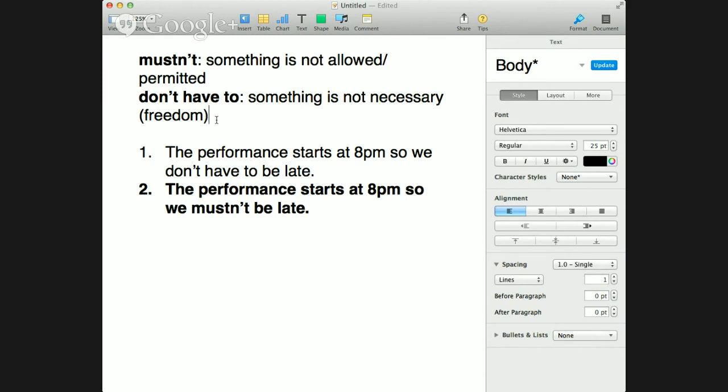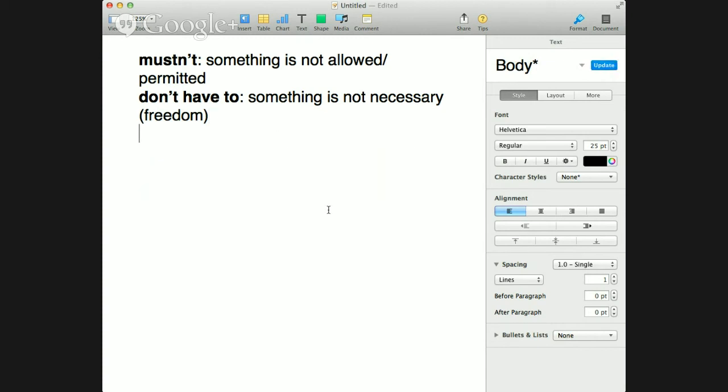All right, let's go through a couple more examples because I know it's not immediately apparent. So I'm going to give you another sentence. I just want you to tell me, is this correct? And if it's not correct, what should it be? Something is not necessary. Is it correct? So it's incorrect, yeah?